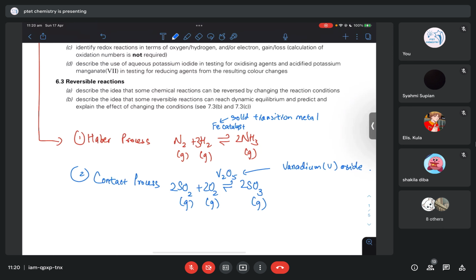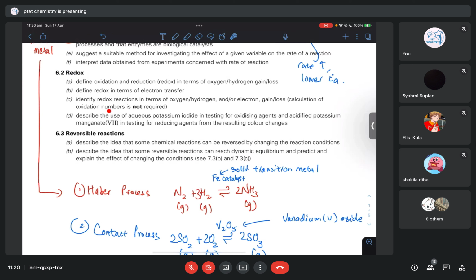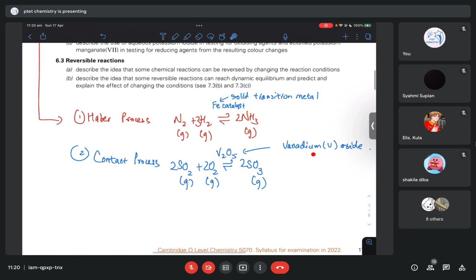Last week, I think I talked about oxidation number, but they did say for the 2022 Cambridge International O-Level, oxidation number is not required. But V2O5 is vanadium(V) oxide, so it is an oxide of a transition metal. Metal and non-metal, they can ask you on bonding. So this is definitely a giant ionic structure. It will have a high melting and boiling point. That is why it's going to be a solid. You use it as a solid V2O5 catalyst there.